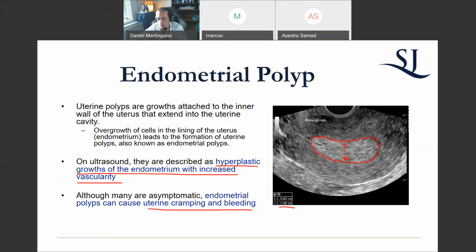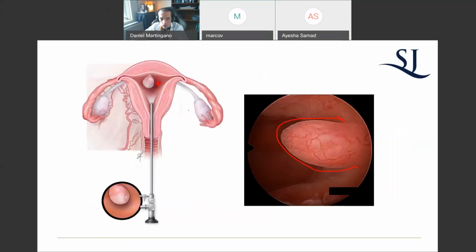On ultrasound, you see a thickened endometrium, and it'll be described as an area with increased vascularity. That's how an endometrial polyp is defined. And this is literally what it looks like. You can have endometrial polyps and not have symptoms, right? Because you could have a bunch of small ones here, and their presence is not a problem, and it doesn't actually increase your risk for endometrial cancer or anything like that.